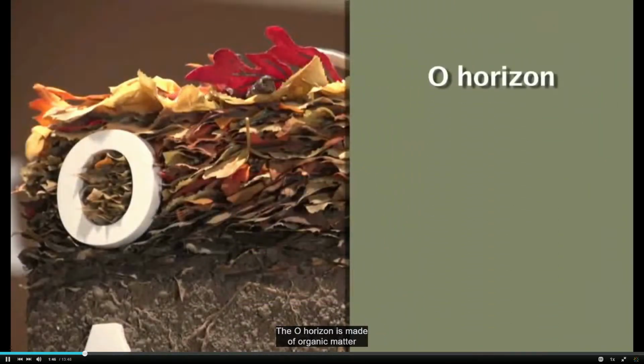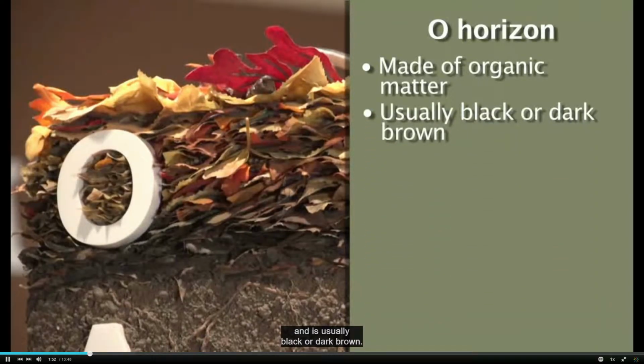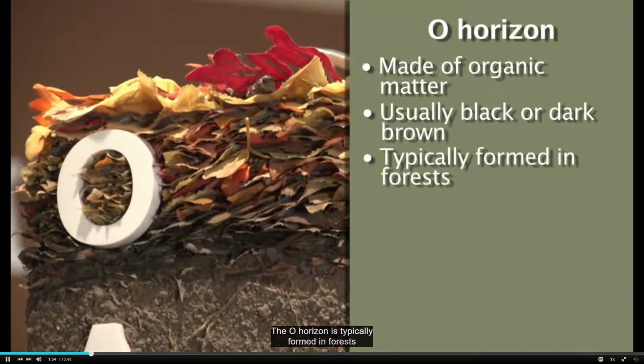The O horizon is made of organic matter or partially decomposed organic matter and is usually black or dark brown. The O horizon is typically formed in forests through leaf and woody material deposition. The dominant processes responsible for genesis of this horizon are additions of organic matter and transformations of partial decomposition of organic matter.